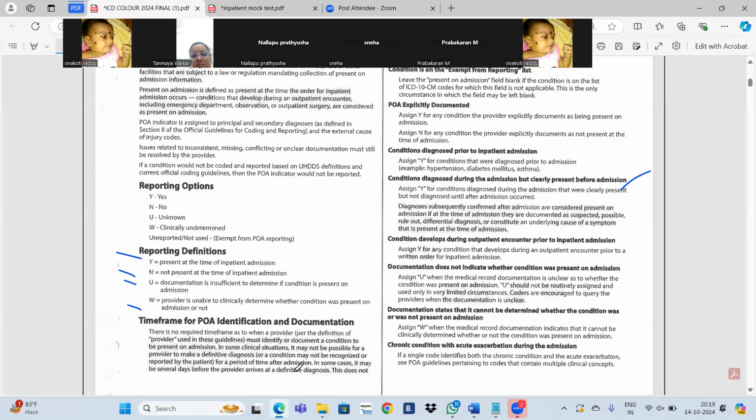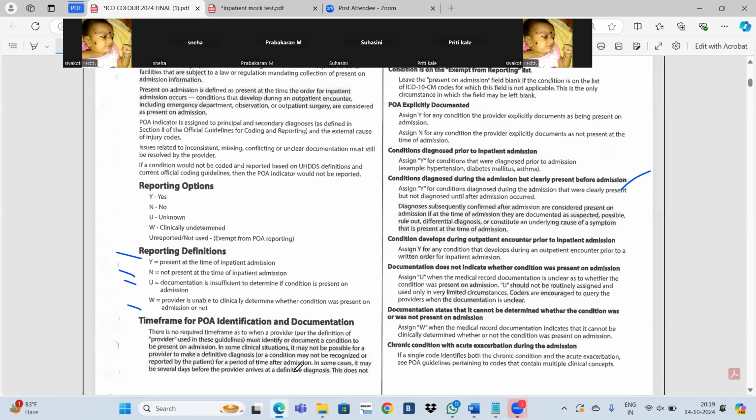So my question was about conditions diagnosed during the admission but clearly present before admission. The patient was admitted with a motor vehicle accident with multiple injuries at the time of admission. After admission they did an X-ray of the chest, and on the third day they revealed a rib fracture. How will we code the POA status of this rib fracture? N? Why do we need to give N?